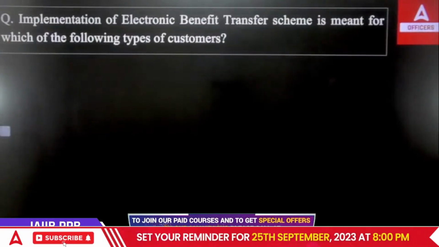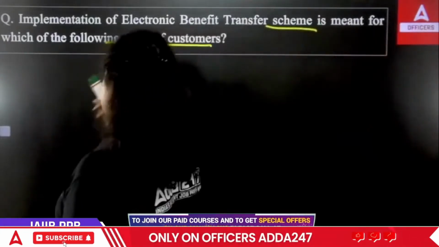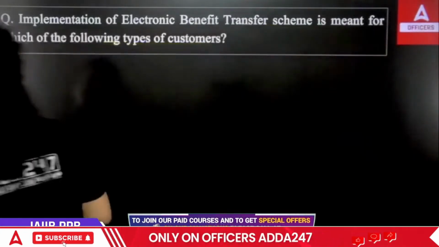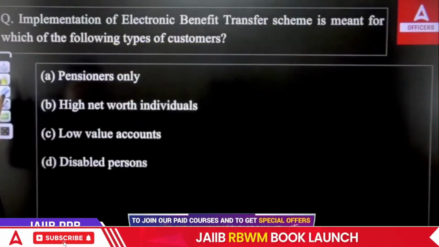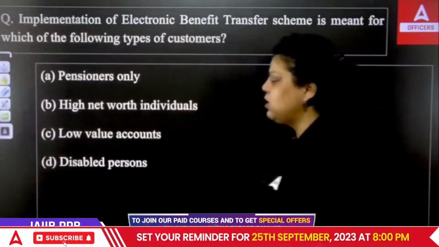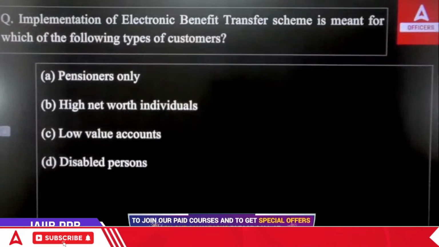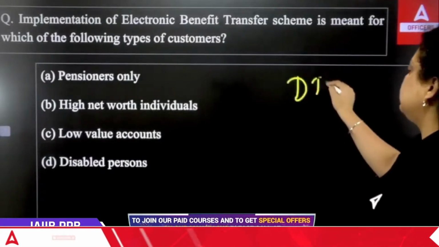Now, the implementation of the electronic benefit transfer scheme is meant for which of the following types of customer? If you are providing the electronic benefit transfer scheme, you have to tell which type of customer it is for: pensioners only, high net worth individuals, low value accounts, or disabled persons. Electronic benefit transfer scheme. Similarly, there is a direct benefit transfer scheme.